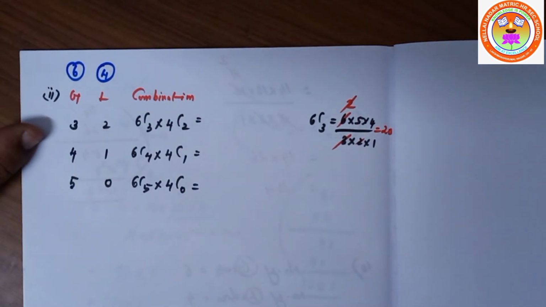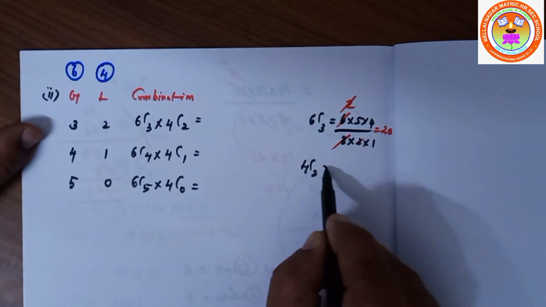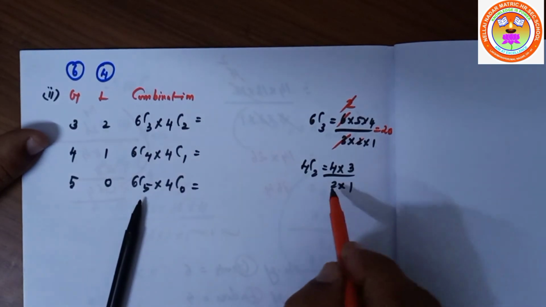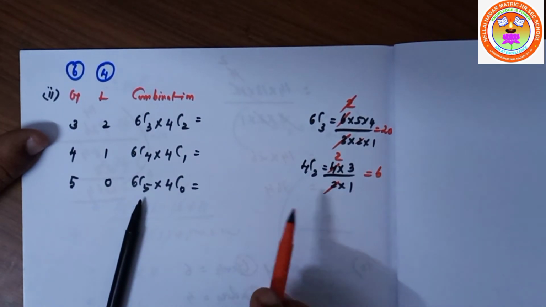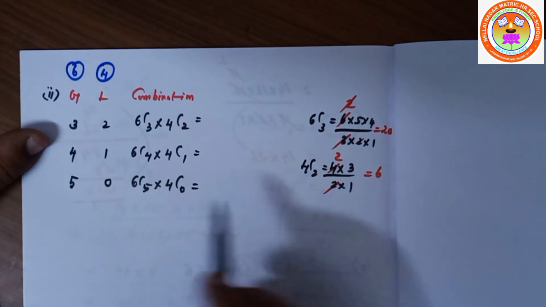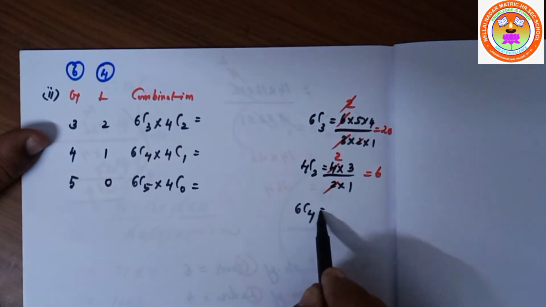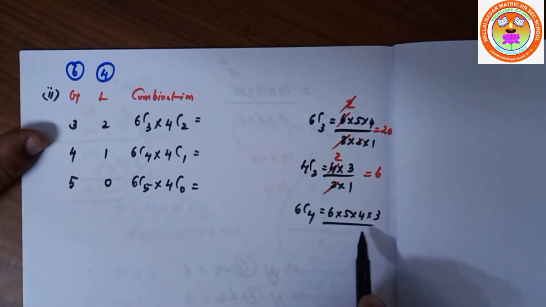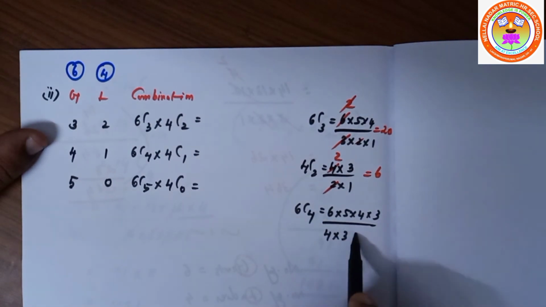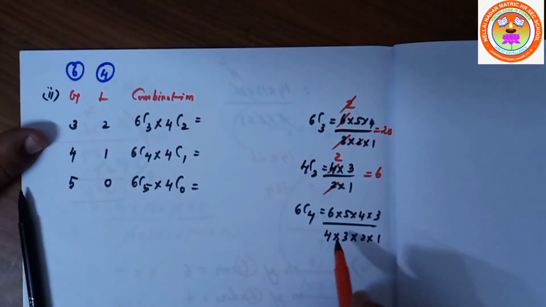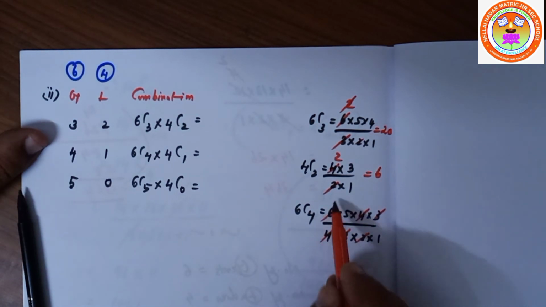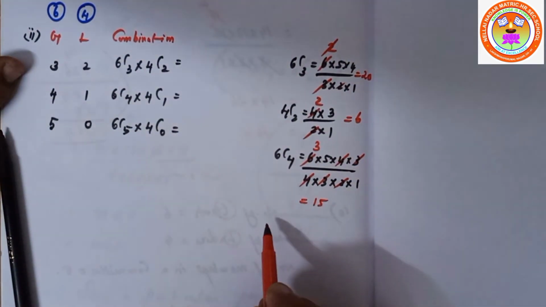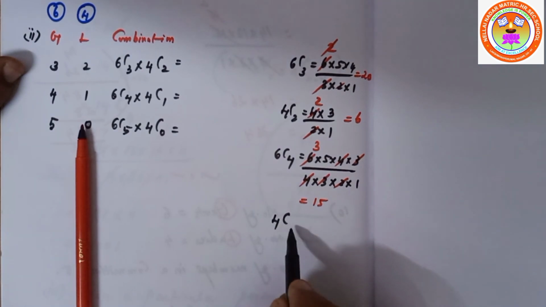Next one 4C2. 4 into 3 divided by 2 into 1. Can cancel by the 2 table, 2 3s are 6. Then 6C4 is equal to 6 into 5 into 4 into 3 divided by 4 factorial, 4 into 3 into 2 into 1. We can cancel 4 4, 3 3 and the 2 table. How many times? 3 times. 3 5s are 15. Then 4C1 that is equal to 4.